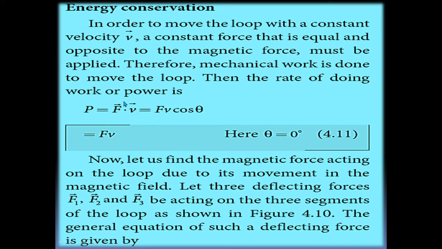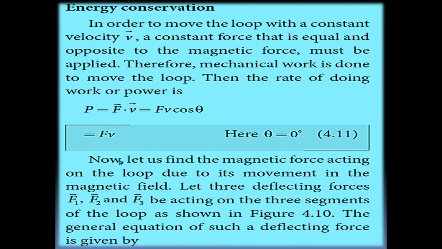So when we remove the vector notation, we can mention the direction: F v cos theta. Here theta is 0 degree. Cos 0 degree is nothing but 1. So the equation can be written as P is equal to F v into 1. So P is equal to Fv.